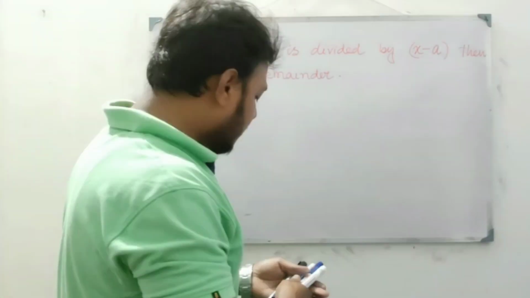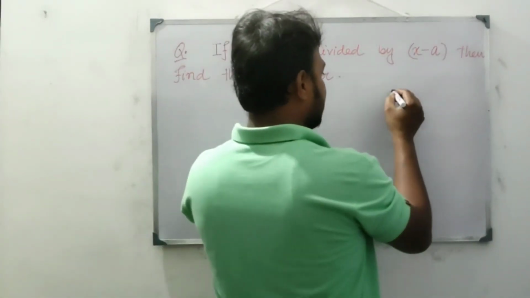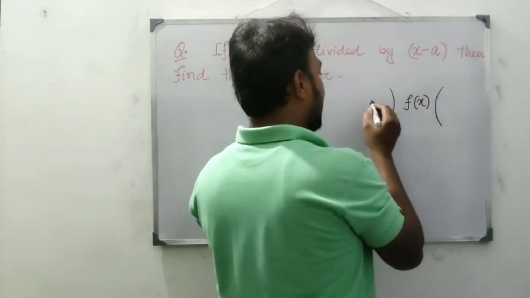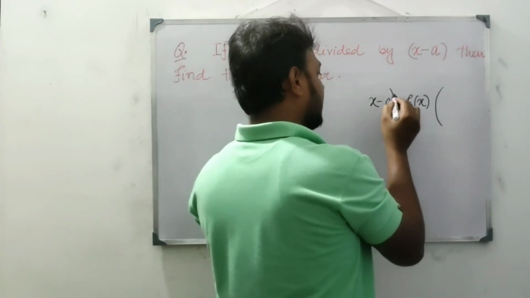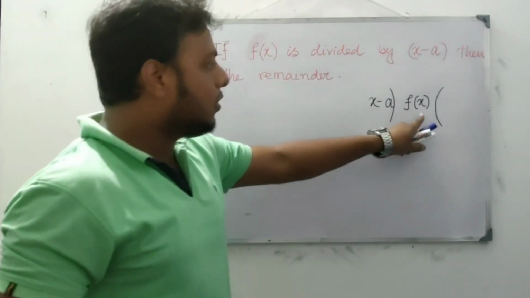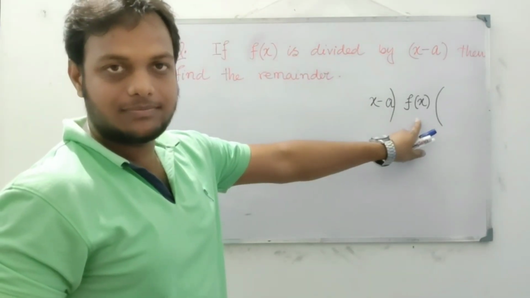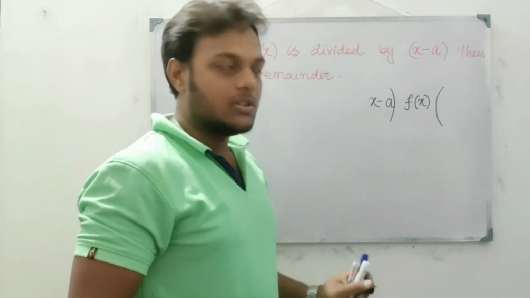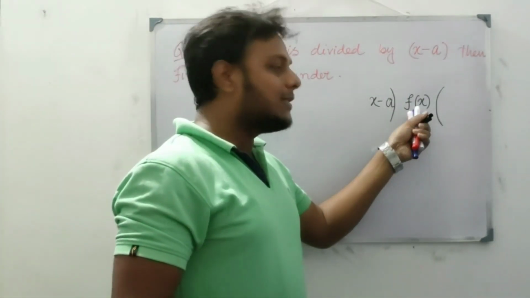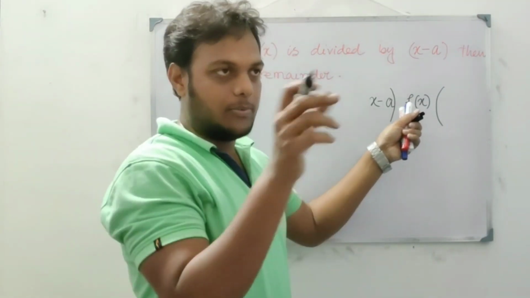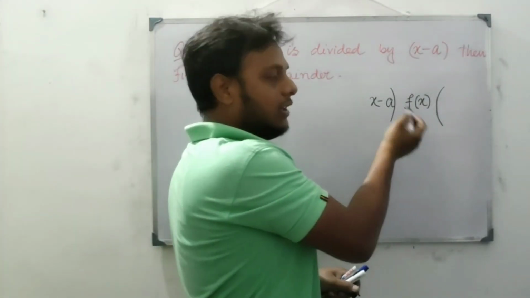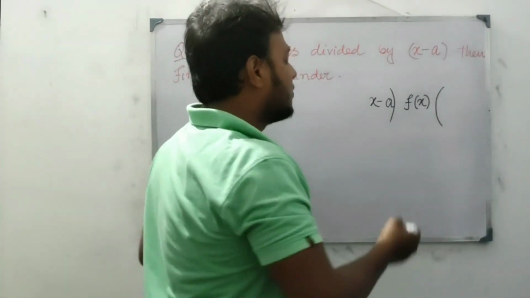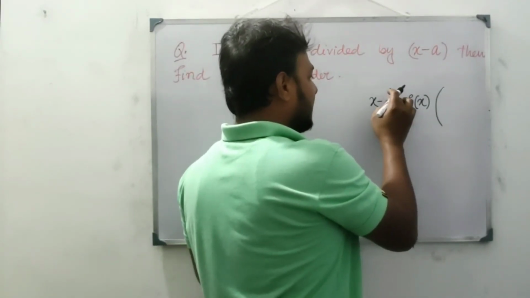So according to the question, we are going to divide f(x) by x minus a. We don't know what exactly f(x) is. So how to calculate that? What would be the remainder? f(x) means a polynomial of x, a function of x. This is x minus a. In the previous example, we have taken x minus 2, so in the place of a, there was 2.